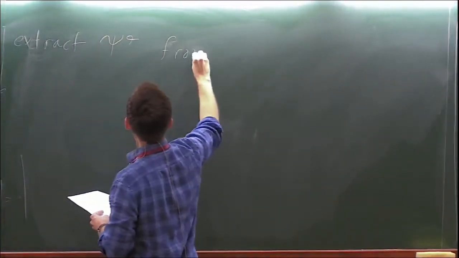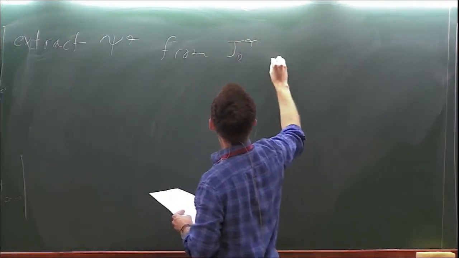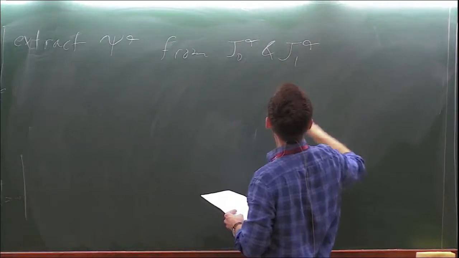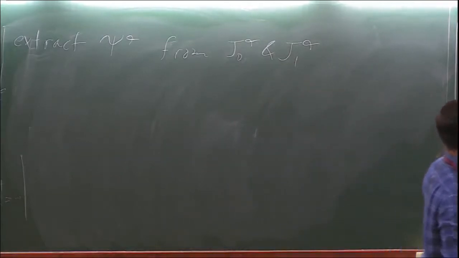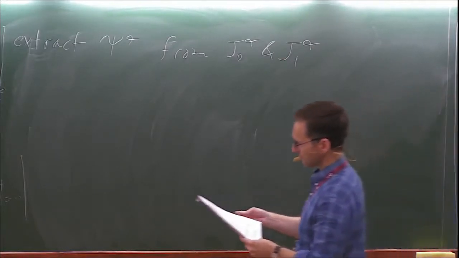all the phases from J0 and J1 just by using this. So you now know how these evolve with slow time, so then you know how the frequencies evolve with slow time, and then you just integrate to get the evolution of the phases.